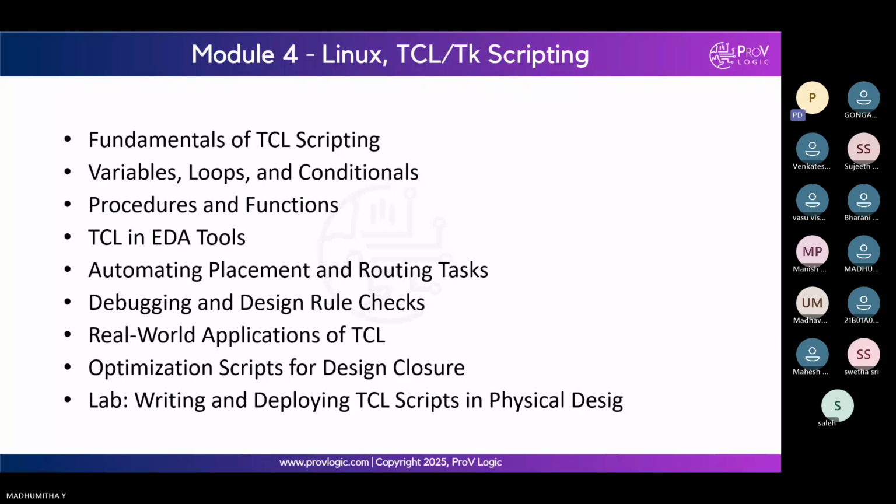Okay, so I will go to module 4, Linux and Tcl scripting. In this module 4, we will see fundamentals of Tcl scripting. We will cover data types, operators, types of operators, types of loops, types of conditions. We have different loop control statements like continue and break, and then switch statements, for-else statements, foreach statements, and then procedures. So like this, we have different fundamentals that we will be covering.